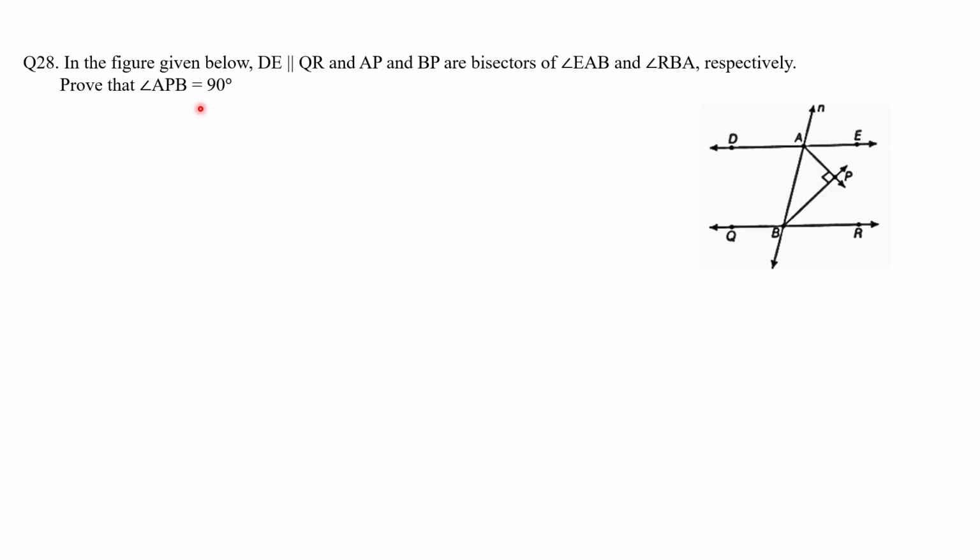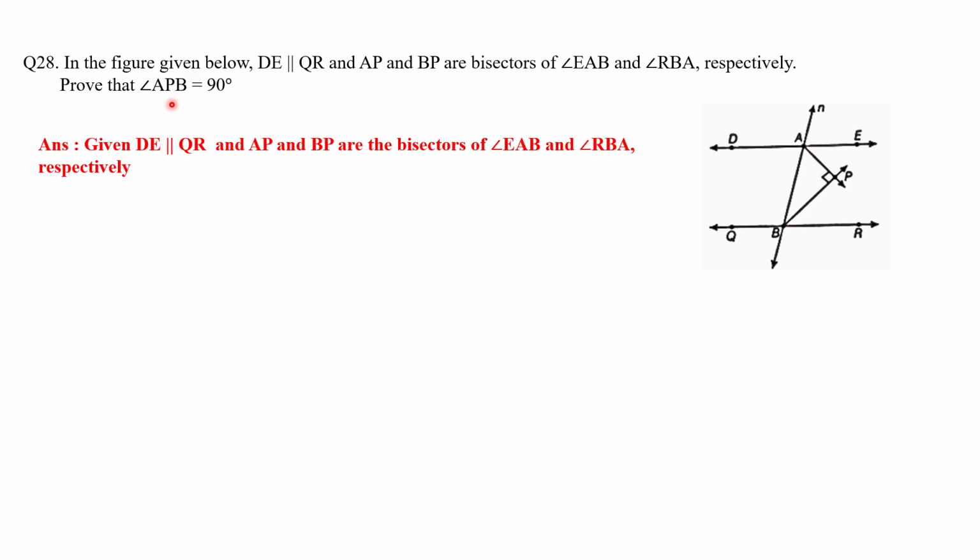Now, question number 28. In the figure given below, DE is parallel to QR, and AP and BP are the bisectors of angle EAB and angle RBA respectively. We have to prove that angle APB is 90 degrees. It is given that both the lines are parallel. We have to prove angle APB is 90 degrees.